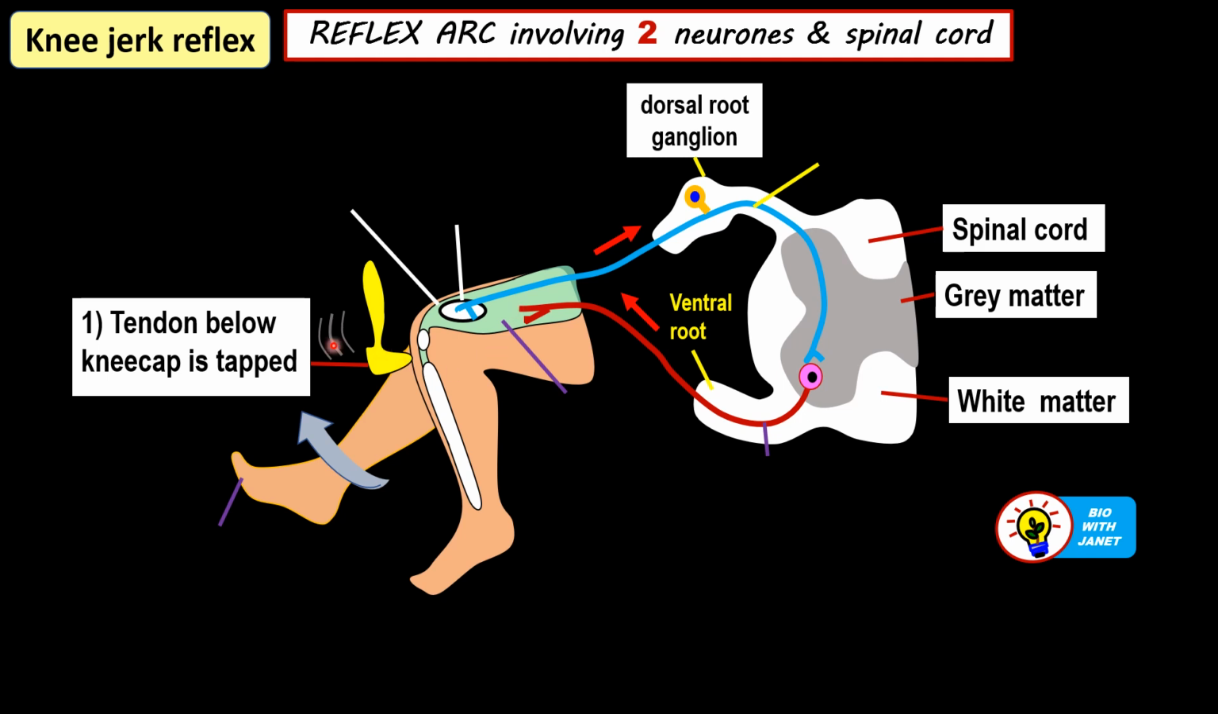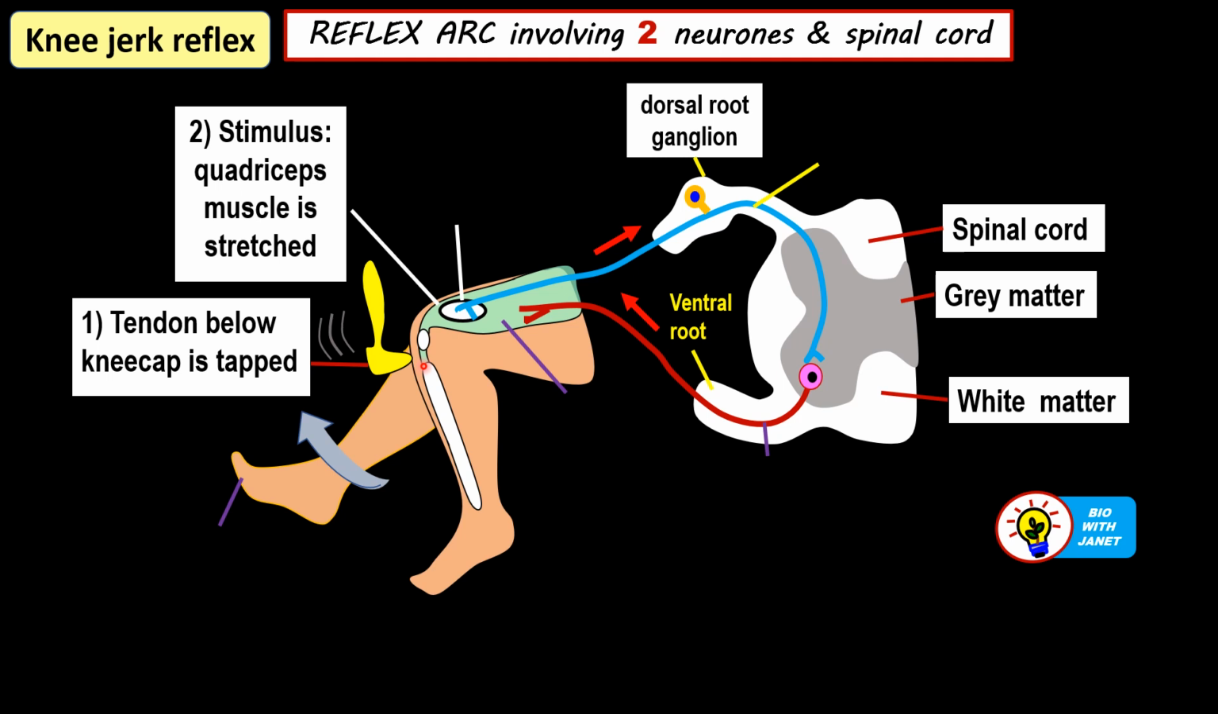Now the tendon below the kneecap, a tendon is a tissue that connects, in this case, the quadriceps muscle to the bone below, the tibia, right? So the patella is somewhere near, in the middle here. So you tap below the patella, you will tap the tendon that connects the quadriceps muscle to the bone below. So when the tendon below the kneecap is tapped, then the quadriceps muscle is stretched, because there's a force acting here, pressing here. So the quadriceps muscle is stretched.